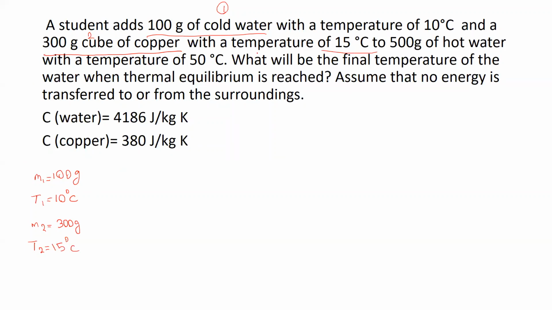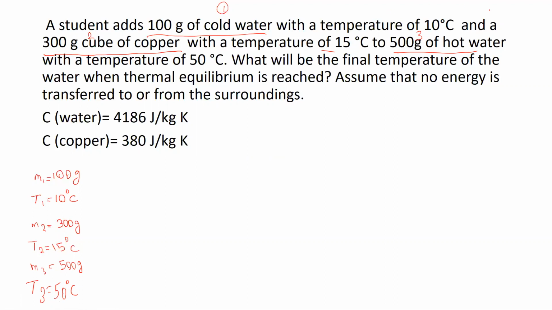So the students added this water and this cube of copper to 500 grams of hot water. This one is the third one. I name it 3, so I say M3 actually is 500 grams and T3 is equal to 50 degrees centigrade. Okay. What will be the final temperature?